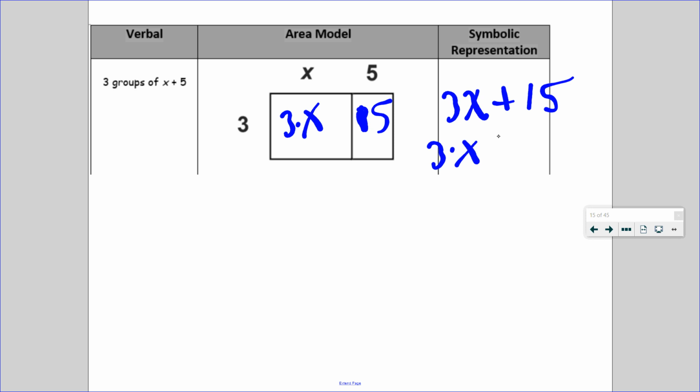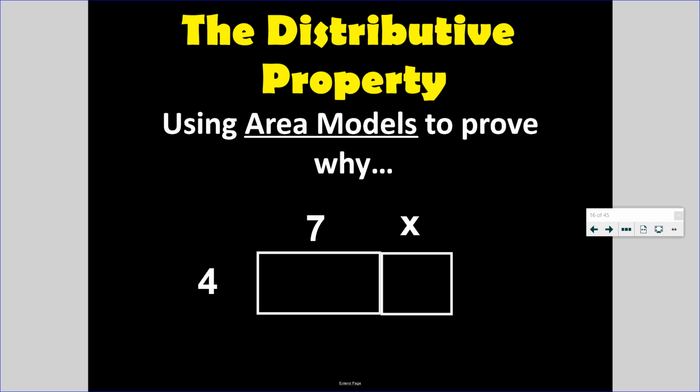Or I could say 3 times x plus, how did I get 15? I multiplied 3 times 5. So 3 groups of x plus 5 can be represented as 3x plus 15 or 3 times x plus 3 times 5. What about this one?